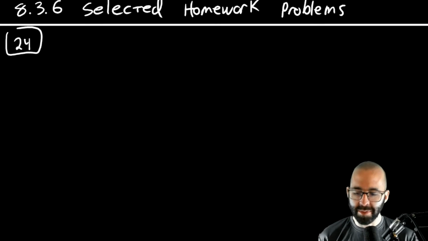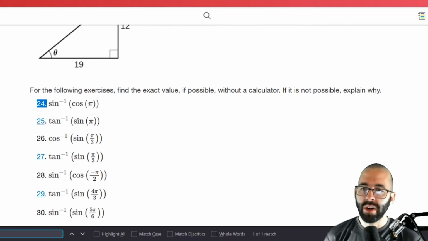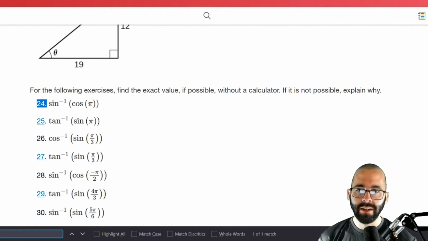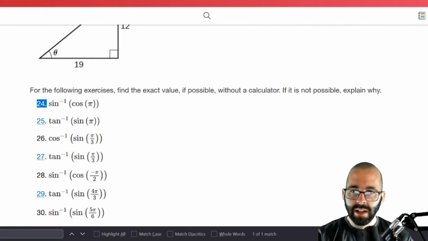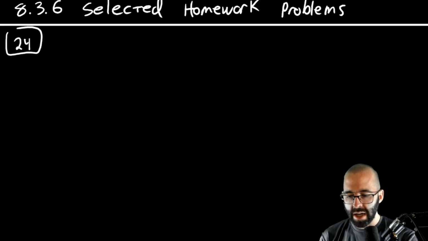Let's do some homework problems, some extra problems, because either you just love watching math or you might have some questions. Let's do 24. Find the exact value, if possible, without a calculator, and if you can't get an exact value, let me know why. In this one, the inverse sine of the cosine of pi.